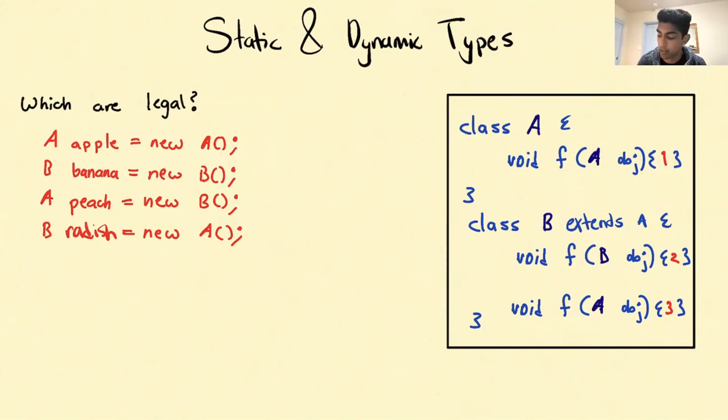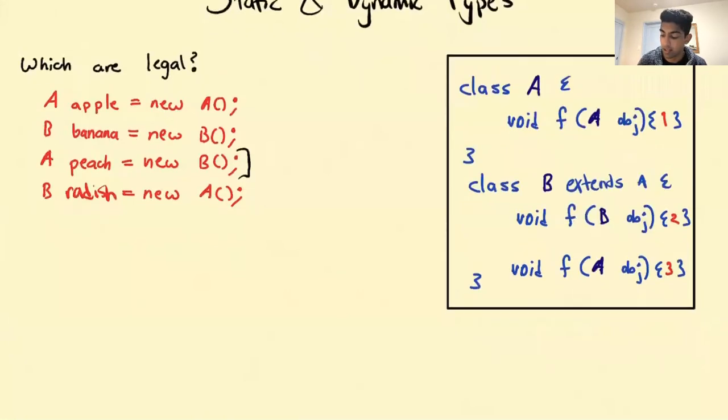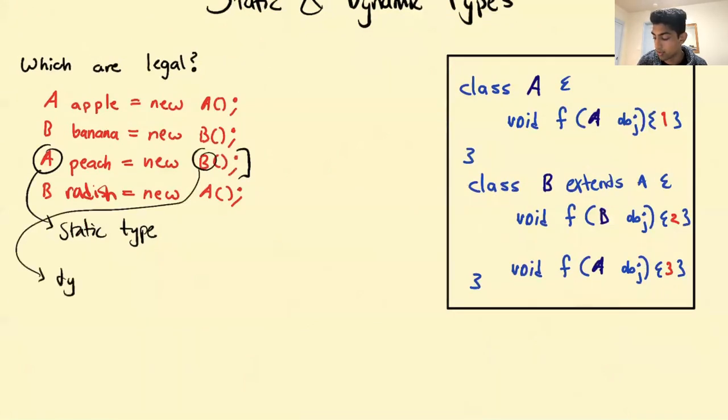Okay, so suppose that we have the following peach object, right? The static type of this peach object is A. Okay, the dynamic type of this peach object is B. So what exactly is the static type? What exactly is the dynamic type? I like to think about the static type as the type of the object, okay? I'll explain a little more of what I mean.